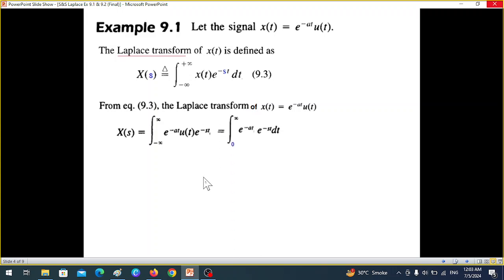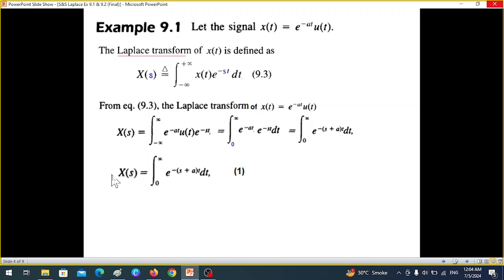Now we know what u(t) is. u(t) is a unit step function which has a value of 1 and which starts from 0, not from minus infinity. So first of all, because of u(t), we'll change this limit from minus infinity to 0. And u(t)'s value is 1, so no need of writing 1. So this is what is left. And this can be written as the integral from 0 to infinity of e raised to the power minus (s plus a), or a plus s from here, dt.